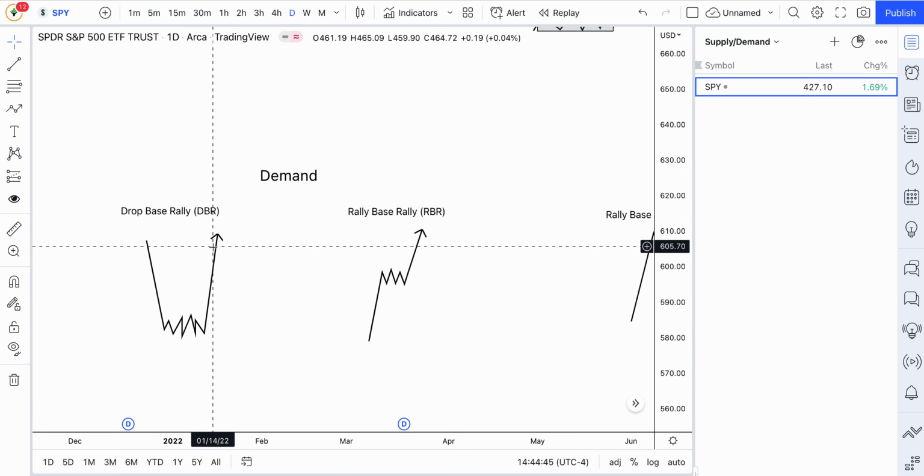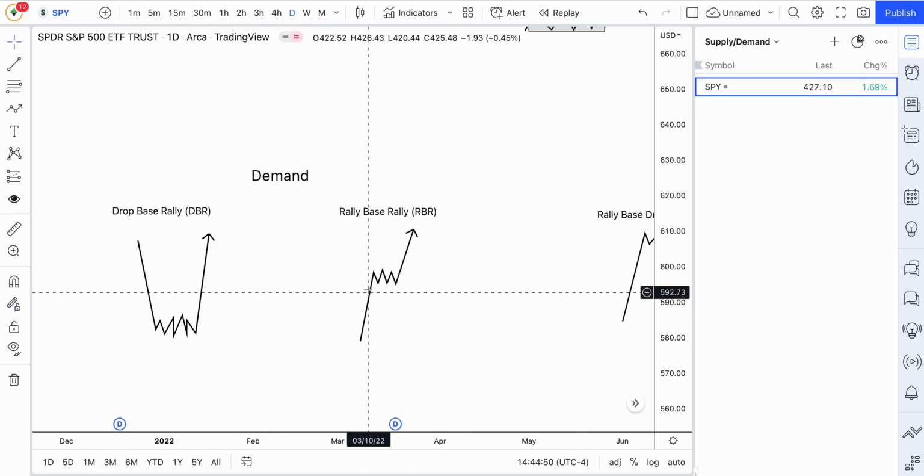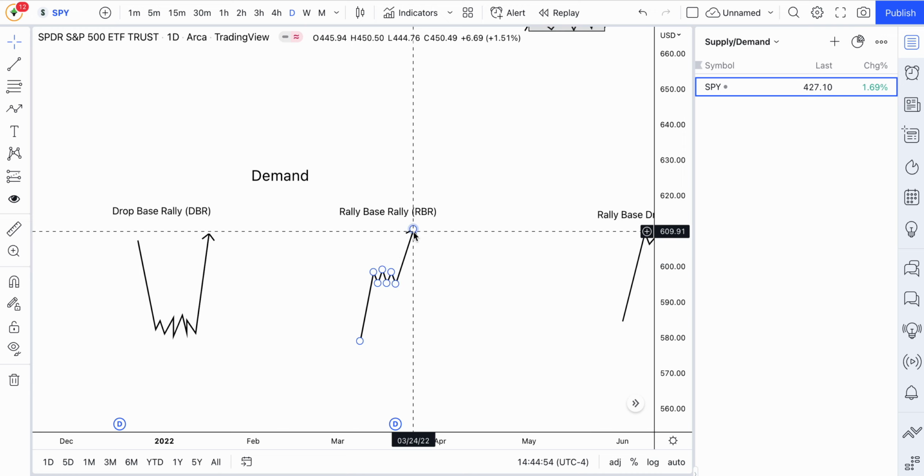Pretty simple concept. Then the other type of demand zone is a rally-base-rally. So price rallies, it consolidates, we have another fast price action move higher, that's another rally, right?